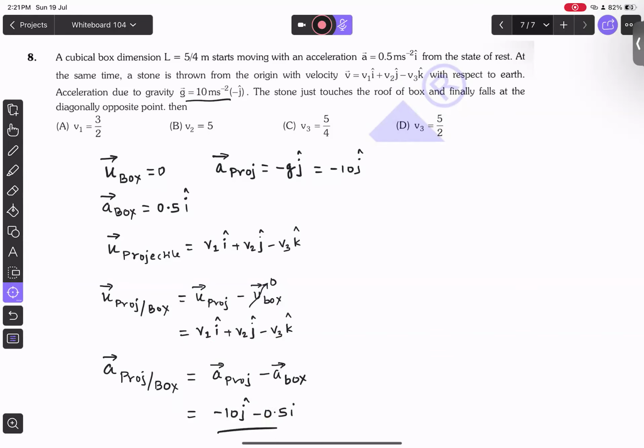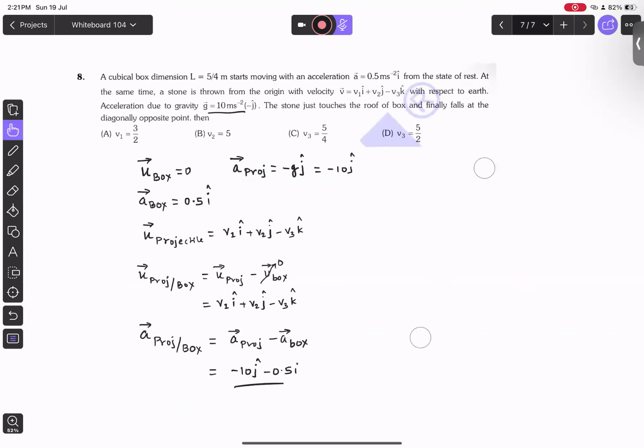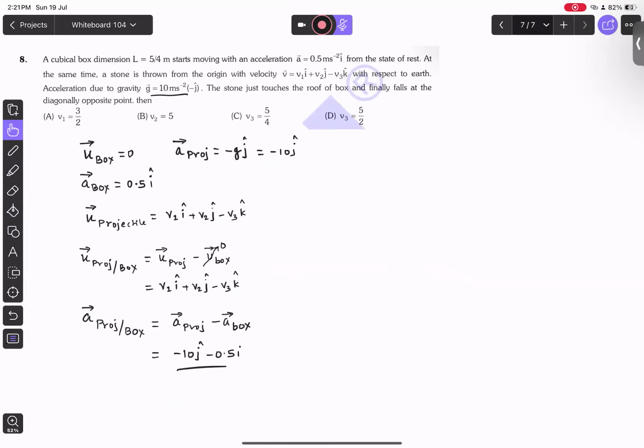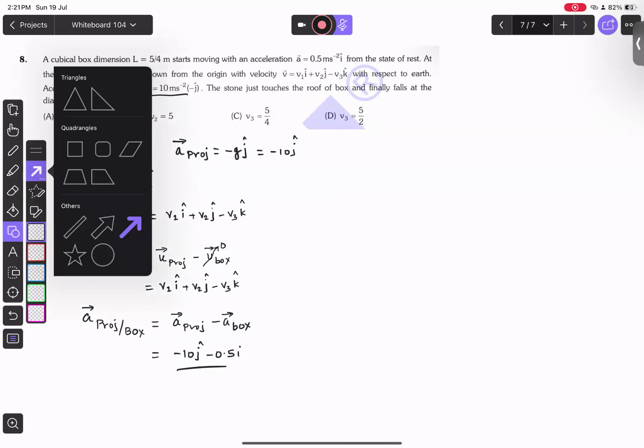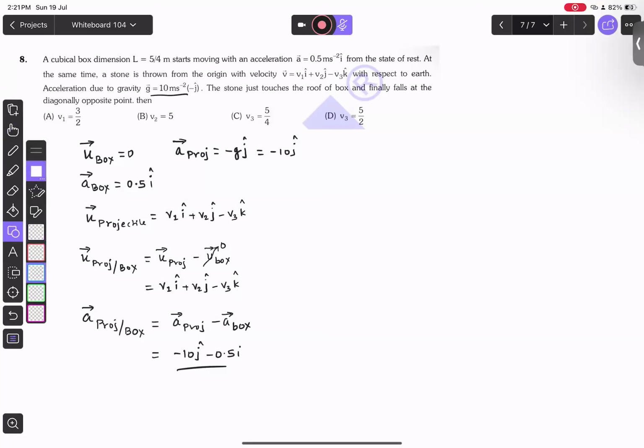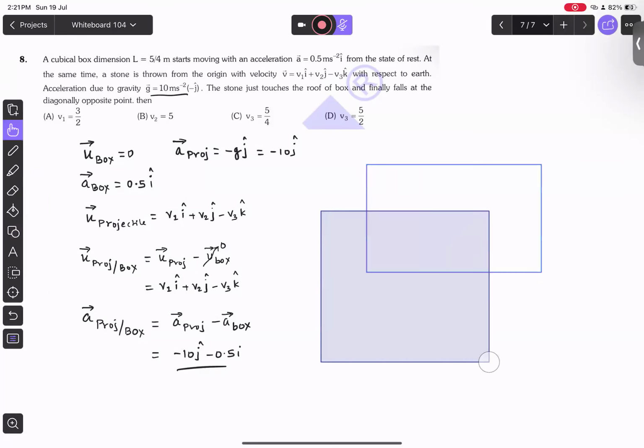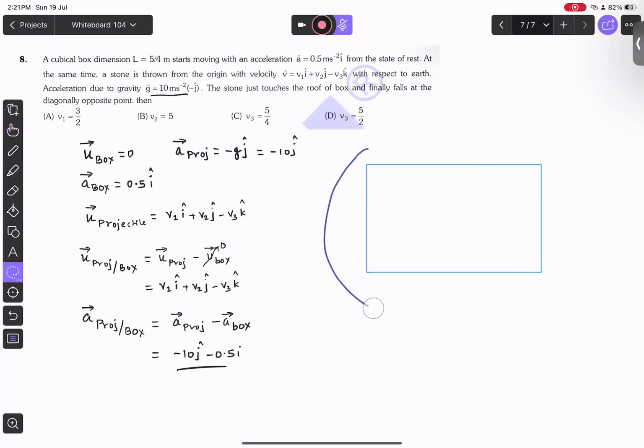So what to do? Tell me, who decides how long a projectile will remain in air? Y component only, is it not? Maybe I'll try to draw a box. Let's see. While I'm drawing, you try to solve this question. Drawing is so difficult here, but still I will manage.